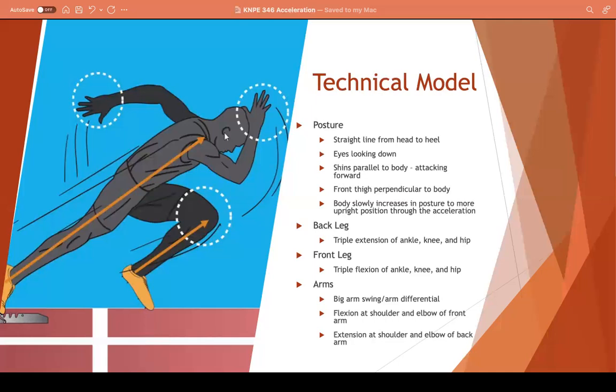For the arms, there should be a big, meaningful arm drive, punching the arms back and forward. There should be flexion at the shoulder and elbow of the front arm, and extension at the shoulder and elbow of the back arm. Proper arm drive is often dismissed when teaching sprinting, yet it is crucial to force generation, and especially important during the acceleration phase, where the angle of the body means the vertical lift generated by arm drive also has a horizontal propulsive component.